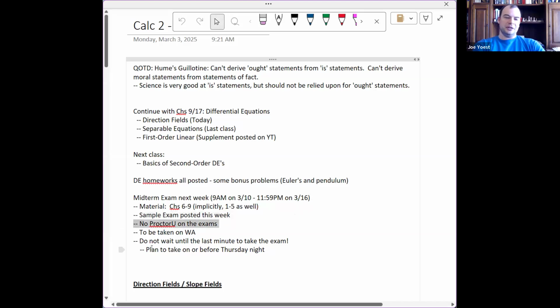As I mentioned, no ProctorU on the exams just because of the technical issues we've been having. It is on WebAssign, so you'll log into the exam. You'll take it the same way that you'll take the sample exam. It'll feel very similar to a homework. It's the same system that you interact with, the same method of entry and all of that as any of the homework problems. The problems that I put on the exam are from the same pool that could be put on the homework set. So it should feel very similar to a homework, just a bit lengthier and timed, of course.